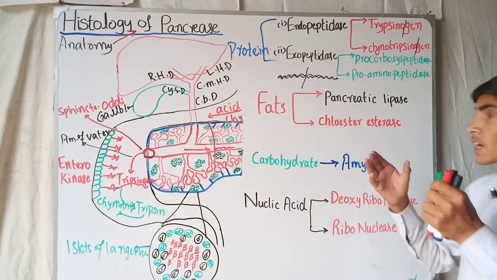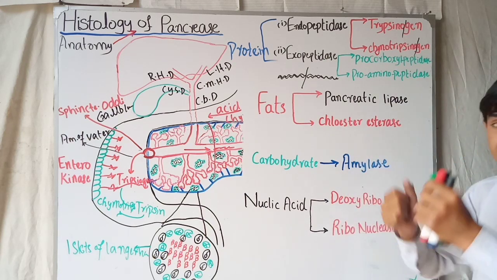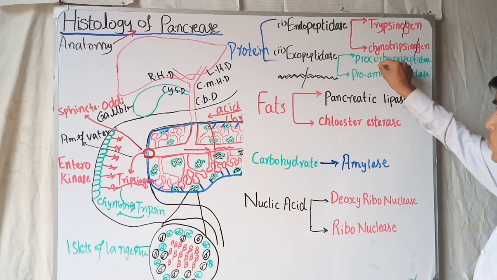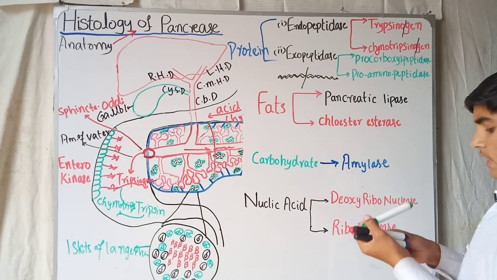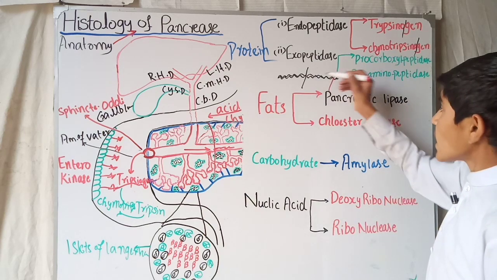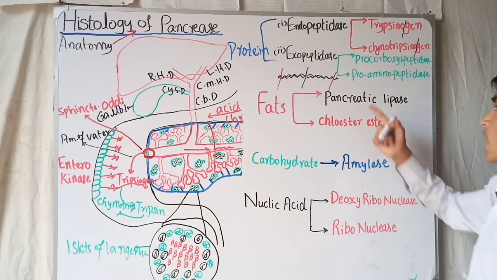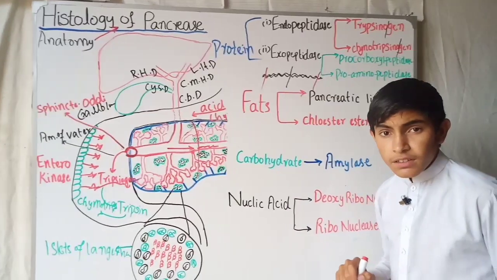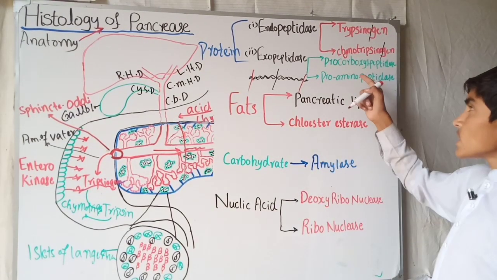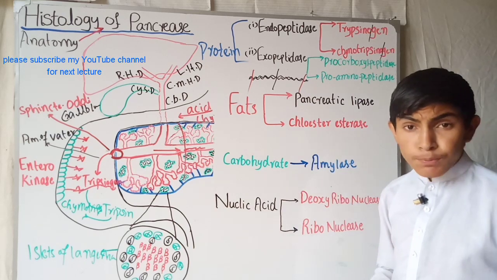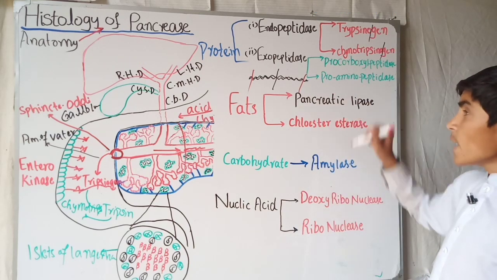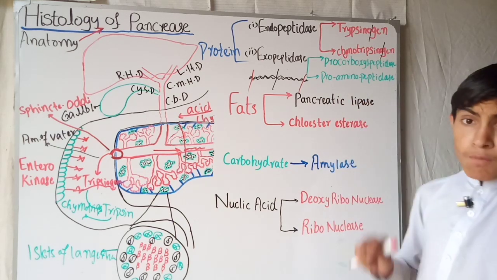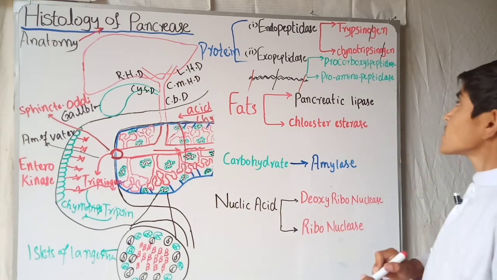Exopeptidase means the breaking down of the protein molecule from the sides, on both ends. These two enzymes degrade the large protein molecule on both sides. If the enzyme acts on the carboxyl side of the protein, that enzyme we call carboxypeptidase, while if the enzyme acts on the amino side, it is called aminopeptidase. And this enzyme is also inactive.